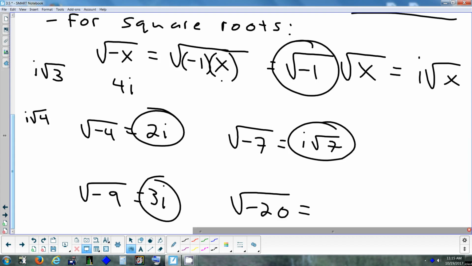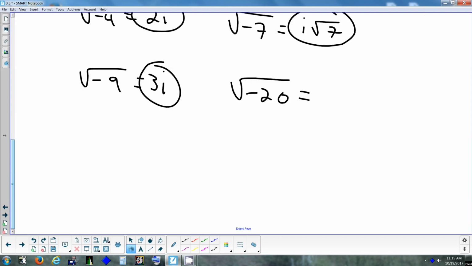And the last one, square root of negative 20. So this one you do the same way you would do as if it were square root 20. Simplify the square root of 20 first. And then when you're done, just put an i in front of your answer. Okay, so how would the square root of negative 20 simplify? Casey?